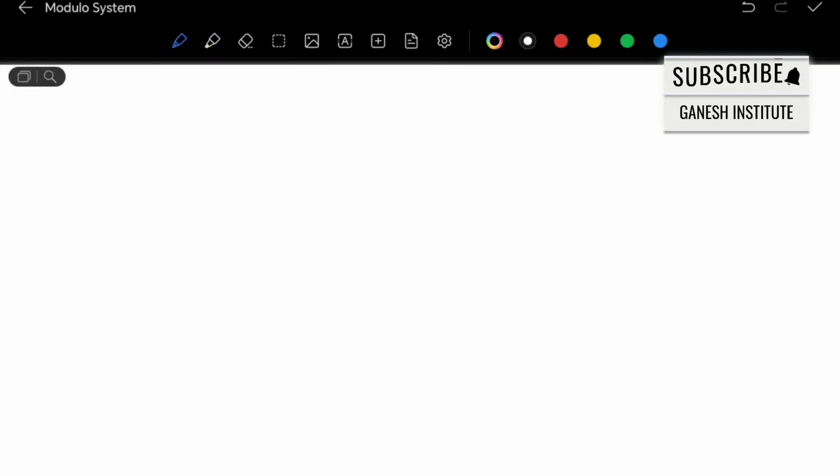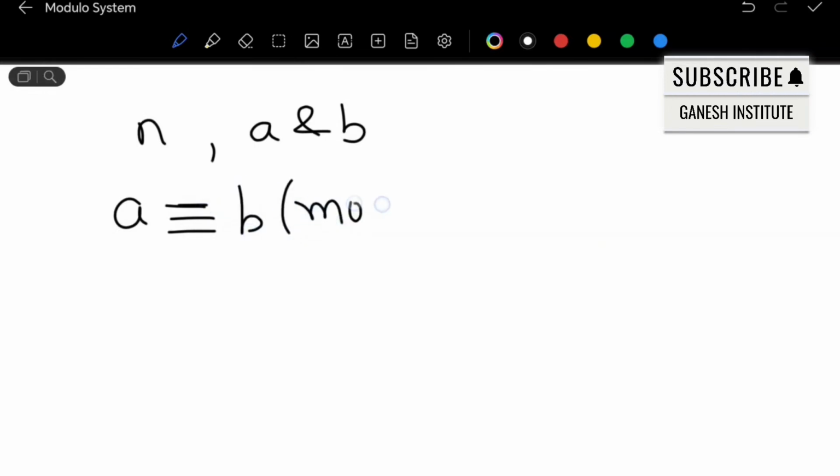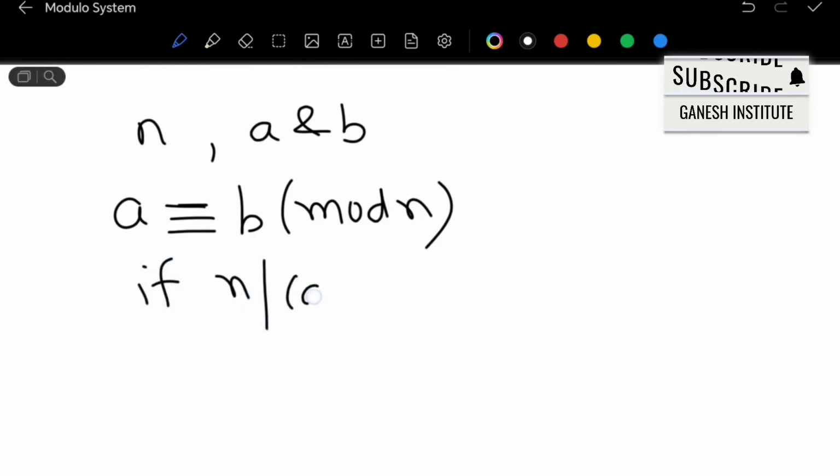So in today's video, we are going to take up another topic from group theory, and that is the modulo system. So what do we mean by modulo? Let's say I have n as a fixed positive integer and I've got another two integers a and b. So the modulo system says I need to write it in this manner: a is congruent, these three lines show congruent, to b modulo n only if n divides a minus b.